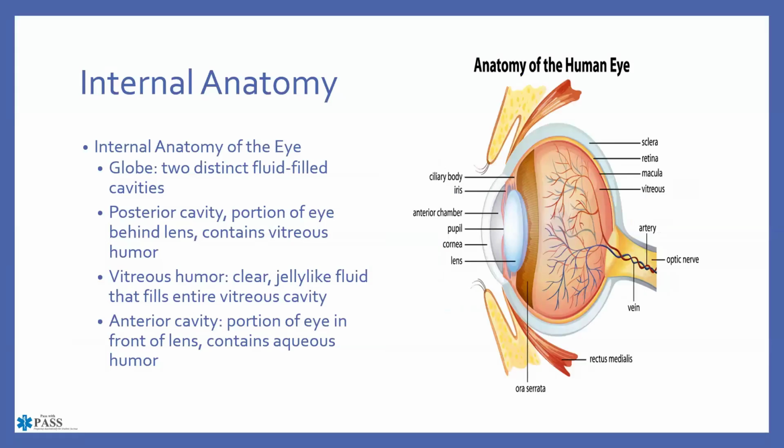The globe has 2 fluid-filled cavities, and we're going to break these down. So we'll spend a little bit of time on this particular slide. 2 cavities, and they both have fluid in them. We'll talk about the different fluids that are in there. The posterior cavity is the back portion. It's the portion of the eye behind the lens, and that contains vitreous humor. Vitreous humor is a clear, jelly-like fluid that fills that entire vitreous cavity. And then the anterior cavity is the portion of the eye in front of the lens, and that contains aqueous humor. So the 2 different fluids we are talking about are aqueous humor and vitreous humor.